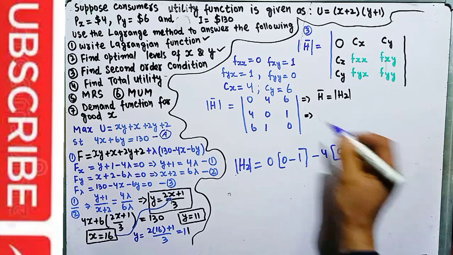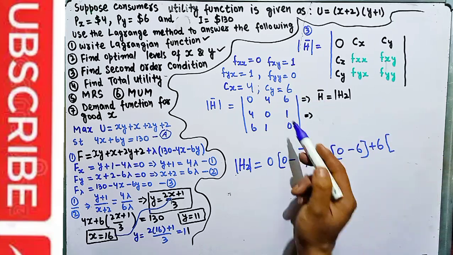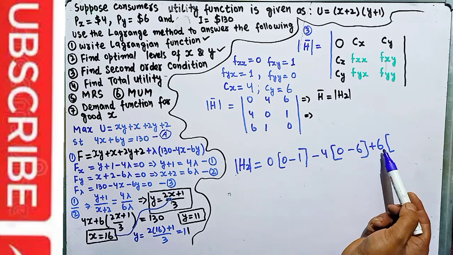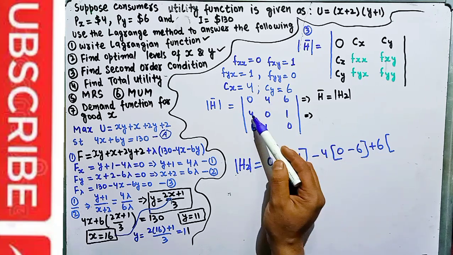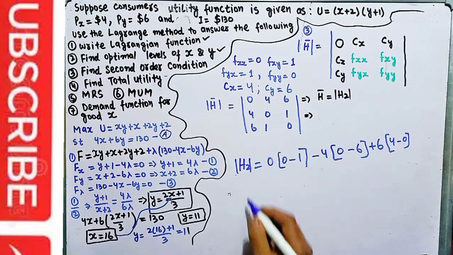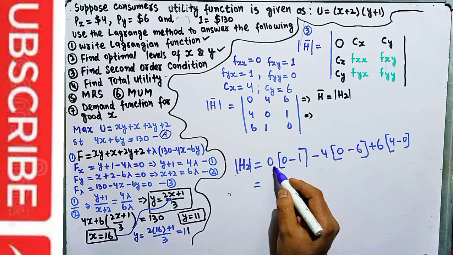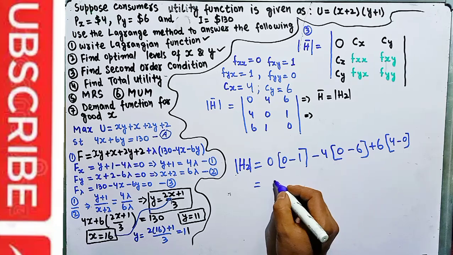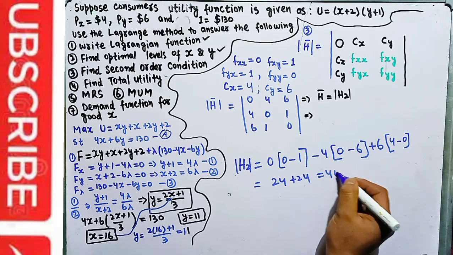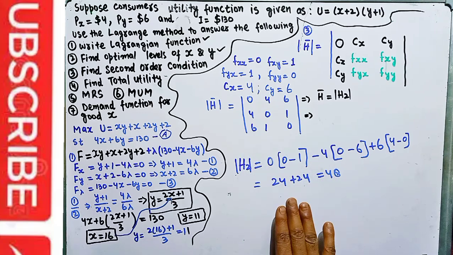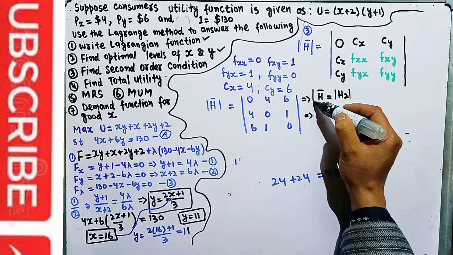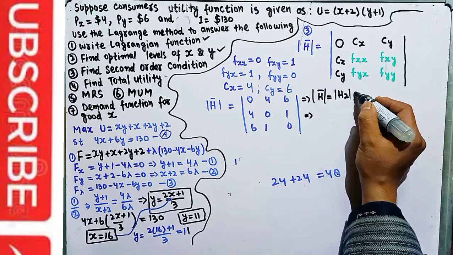Then we write plus and write this term. We mentally delete the row and the column in which this term appears and take the determinant of the remaining elements: 4 ones are 4, minus 6 zeros are 0. So we get 0 minus 4 into minus 6, which is plus 24, and 6 fours are 24, so we get 48. The determinant of this H came out to be plus 48, so H is equal to H2, which comes out to be 48.